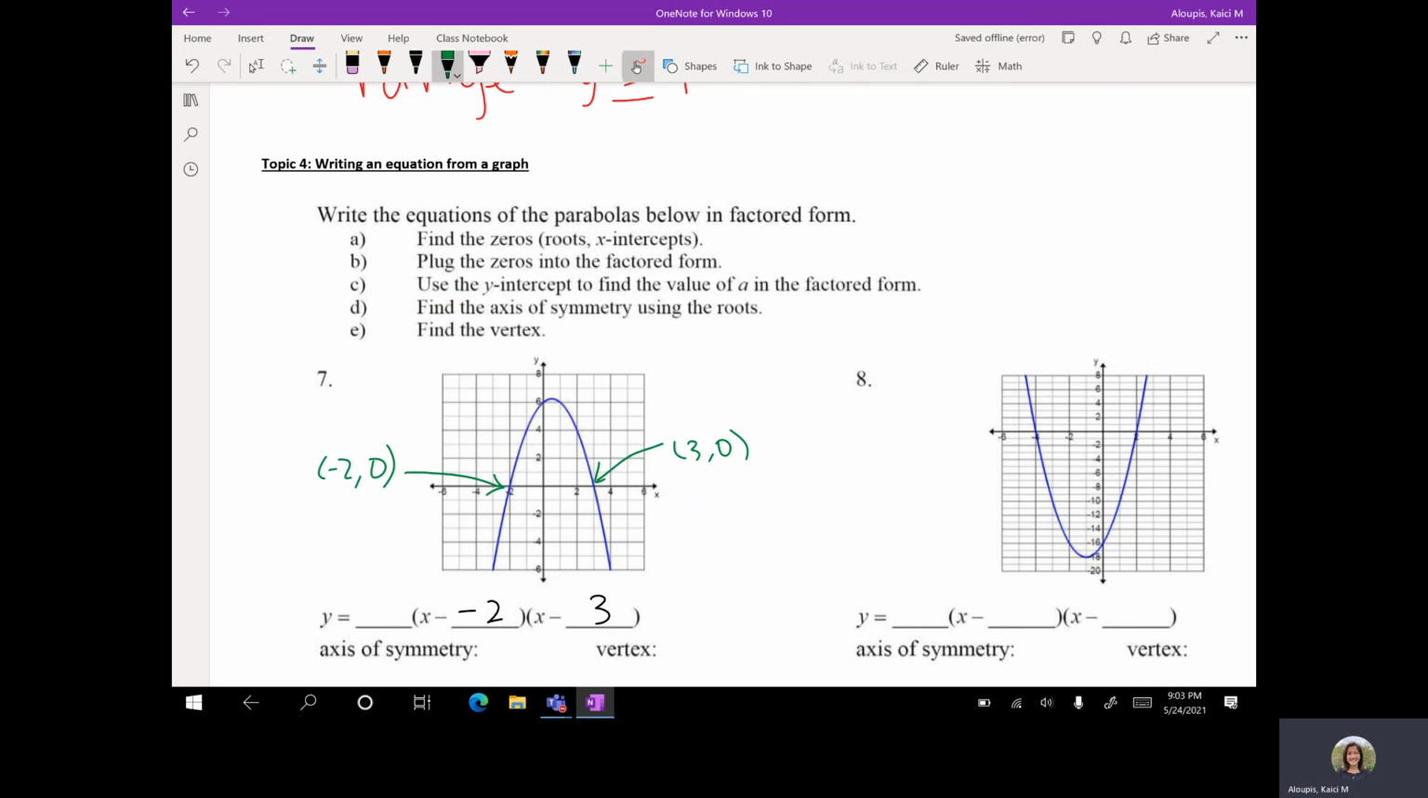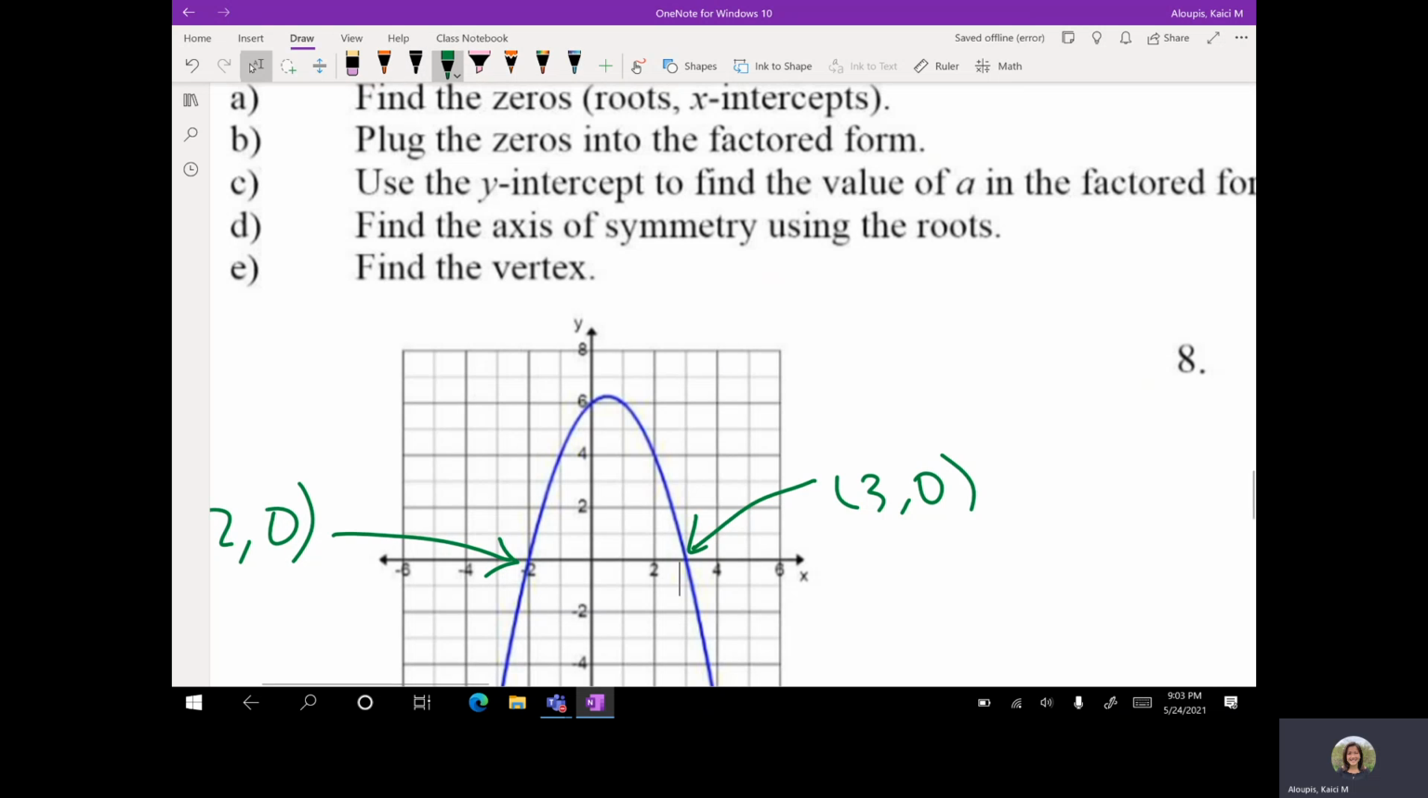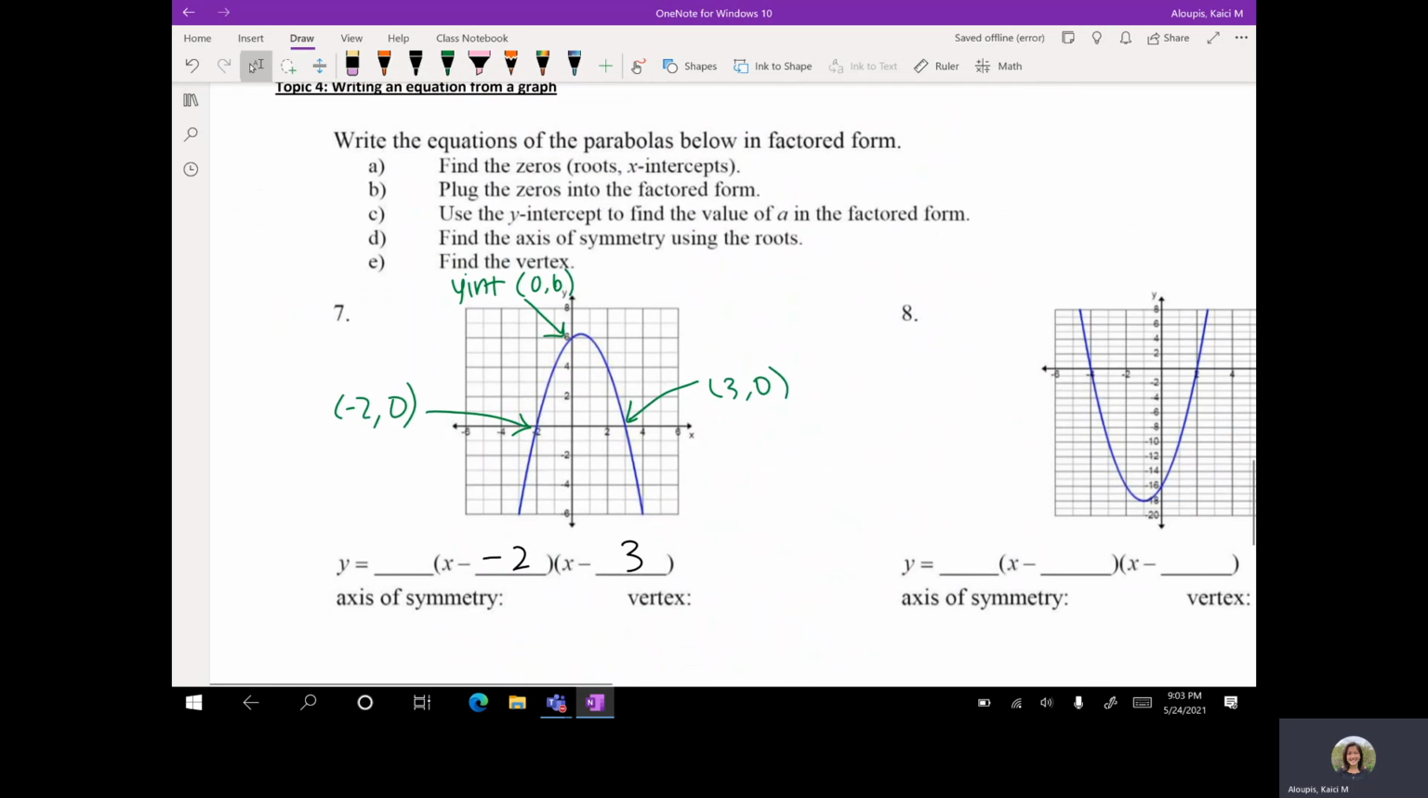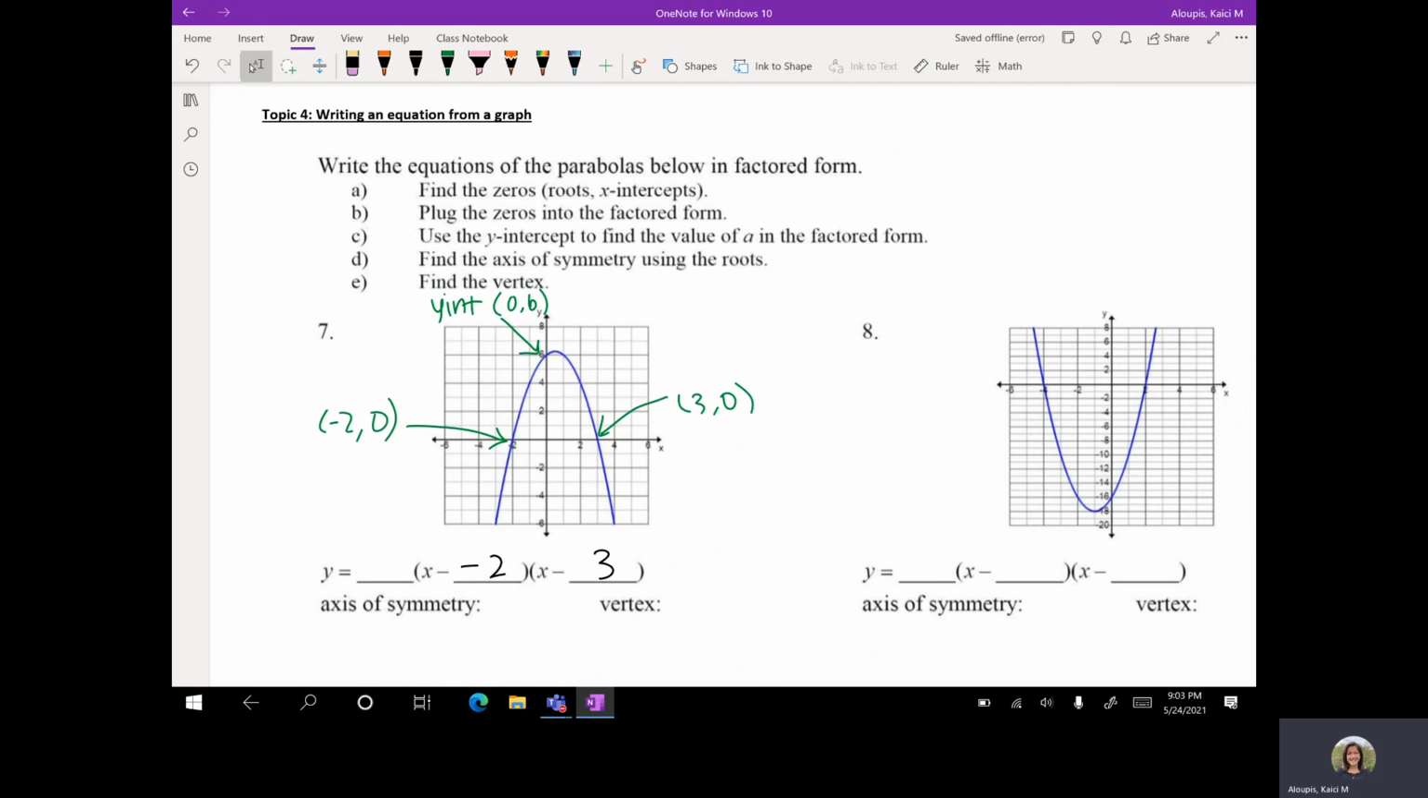I don't know what was in red, but the y-intercept is going to be right there. That's our y-intercept. Remember, it's where the graph crosses the y-axis. So that would be (0, 6). All right. And now what they're telling us to do is use that y-intercept to find this missing value of A, our leading coefficient, in factored form.